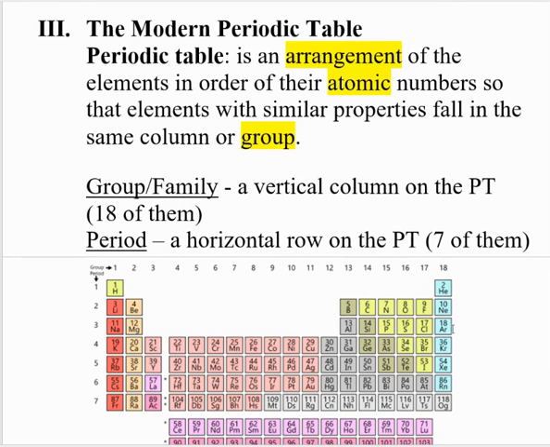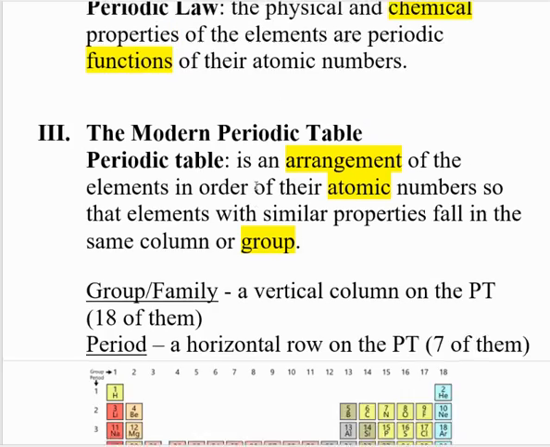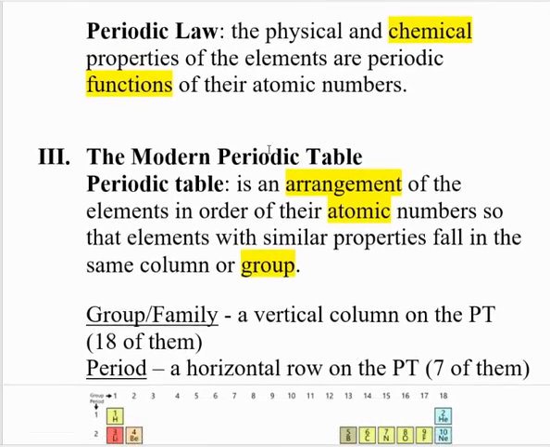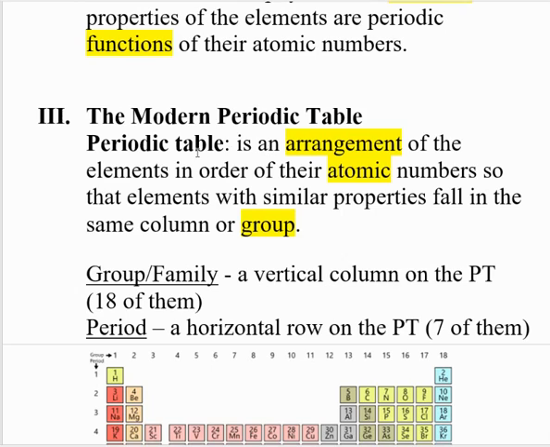And when we go down a period, that same pattern happens over and over again. Okay, so that is the periodic law. The physical and chemical properties of the elements are periodic functions of their atomic numbers. As you go up in atomic number, the pattern happens over and over. The periodic table is the arrangement of the elements in the order of their atomic number.